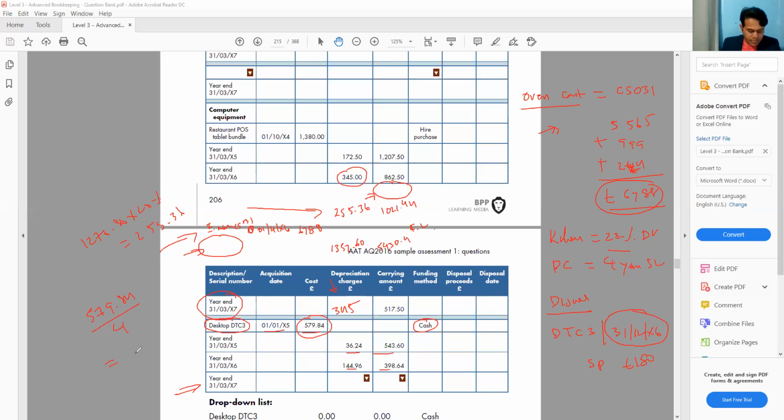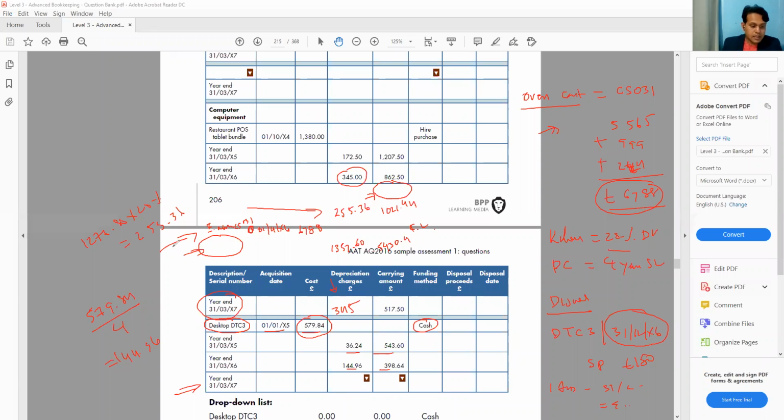Divide by 4, that is 184.96. This is for 1 year. And last year, we didn't use the computer for the whole year, so we have to identify how many months we have used. You can see we use up to December because we sold in December. So 1st April to 31st December is 9 months. We need to calculate the depreciation for 9 months.